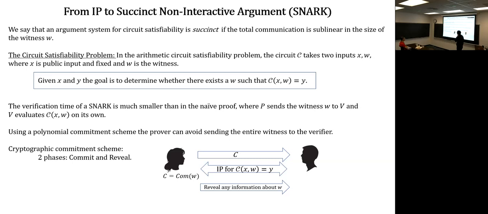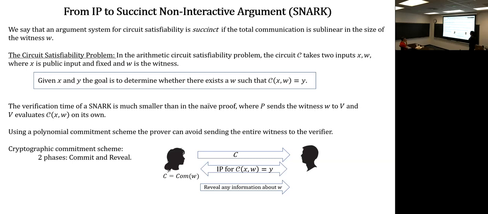And in the arithmetic circuit satisfiability problem, the circuit C takes two inputs, the public input and the witness. X is the public input, W is the witness. And the problem is to determine, given the public input and the output of the circuit, whether there exists such a witness such that this equation is satisfied. The verification time of a SNARK is much smaller than in the naive proof, where the prover sends the witness to the verifier and the verifier would evaluate the circuit on its own.